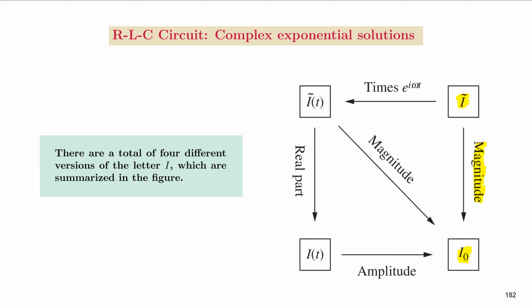Now, if we have to introduce a time dependence to the current, then we can multiply complex I with e raised to i omega t, resulting in complex I t. If we take the magnitude of complex I t, then that will again be equal to I0. If we take the real part of I t, then that will be equal to I t, whose amplitude will be equal to I0. So these are the cross connections between the different versions of the letter I which we have been using in the analysis.